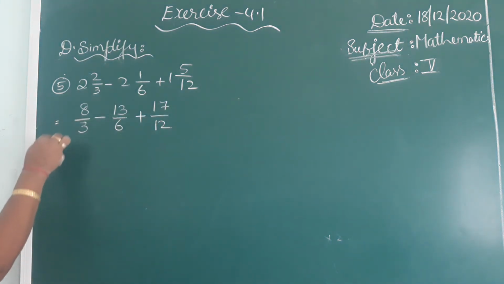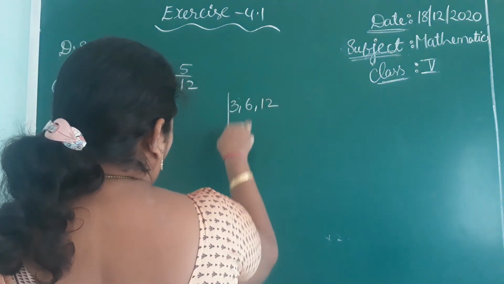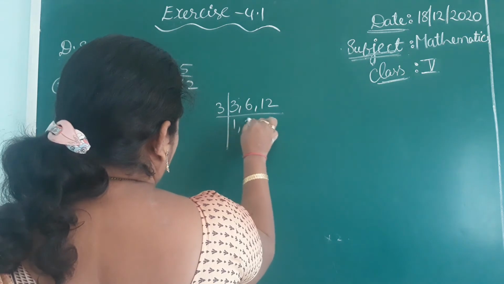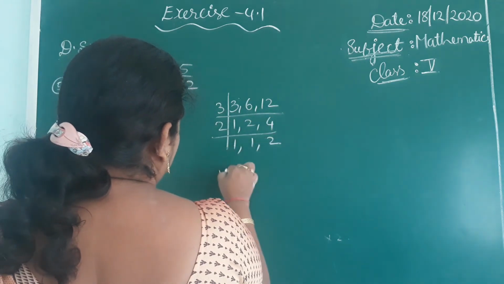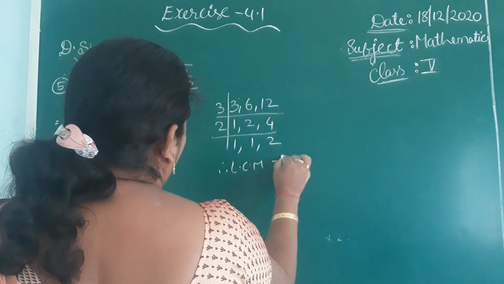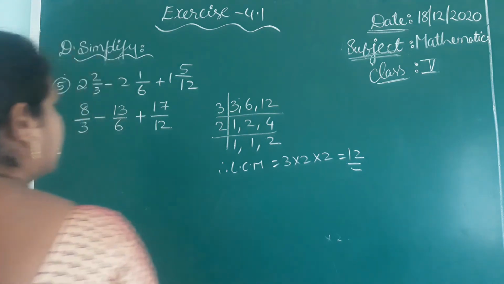Here if you observe, what is the LCM of 3, 6 and 12? LCM of 3, 6 and 12: 3 table, 3 1s, 3 2s, 3 4s are 12, again 2 table, 2 1s, 2 2s. LCM equals 3 into 2 into 2, 6 2s are 12, 12 is the LCM.